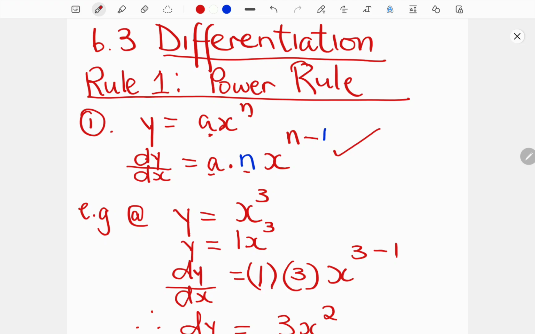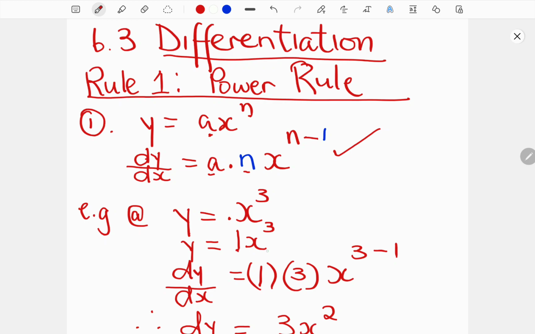For an example, if you are given y is equal to x to the power of 3, it can be written as y is equal to 1x to the power of 3. Because if there is no coefficient written here, people, it means the coefficient is not 0, but is 1. The coefficient is 1, okay? So it means we're going to have y is equal to 1x to the power of 3.